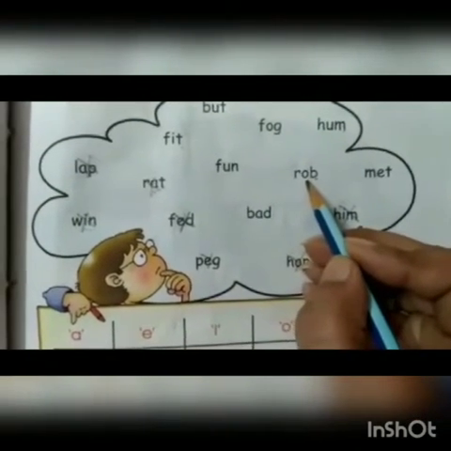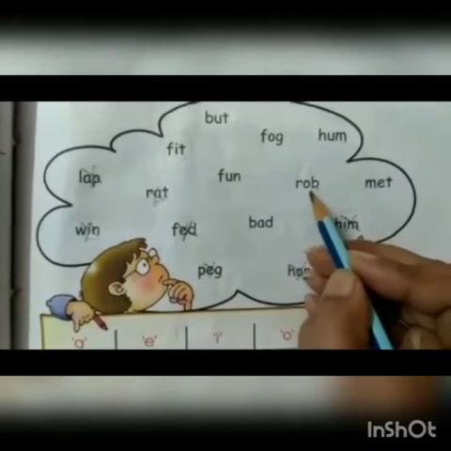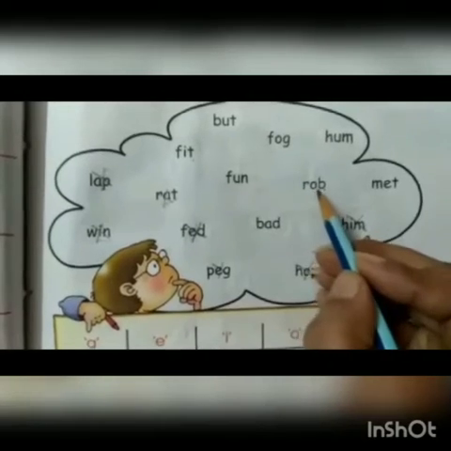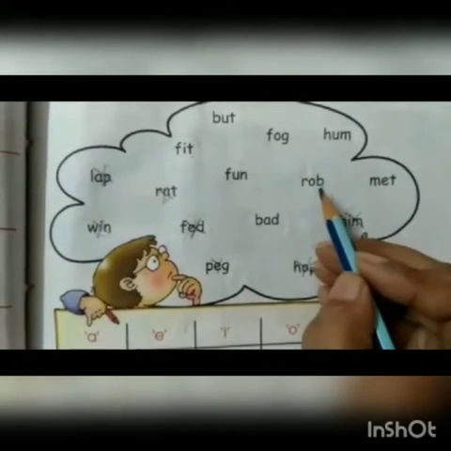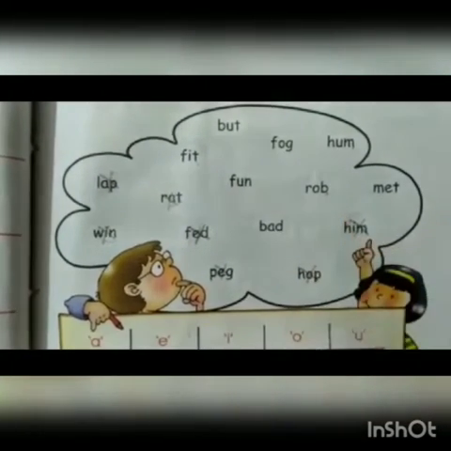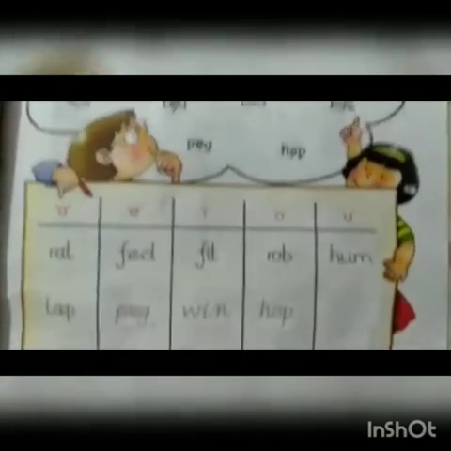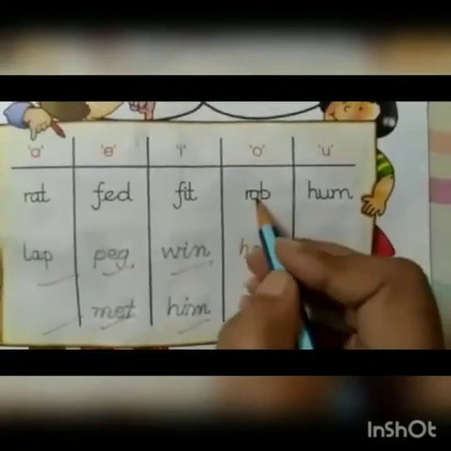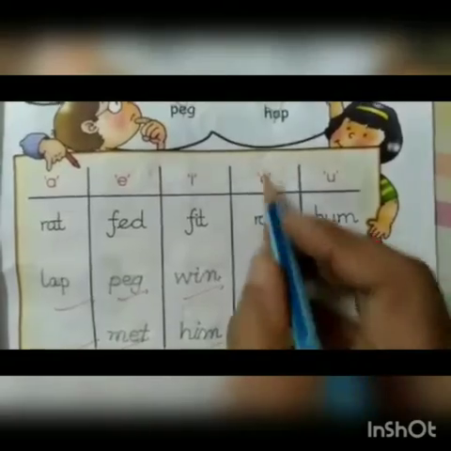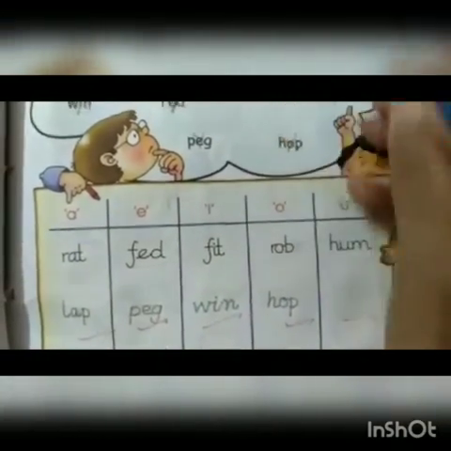Read this name. Rob. Which vowel used in rob? O vowel. So we will write this name in O vowel column. Rob. It is already done for you. Okay. Come to the next.